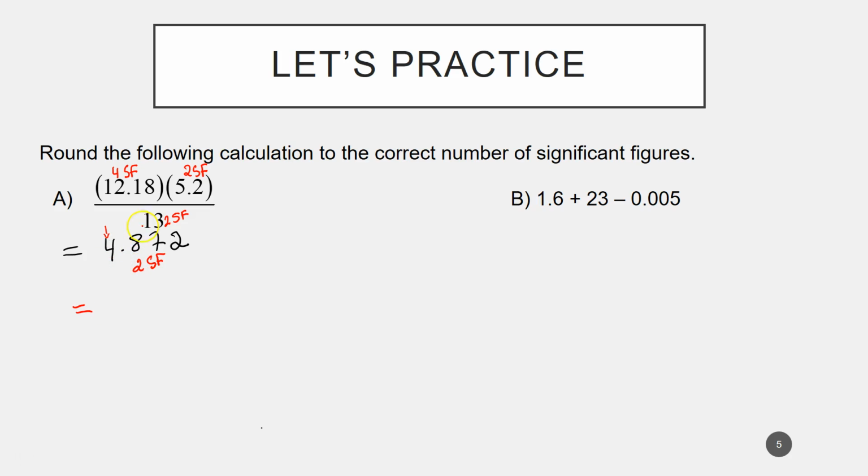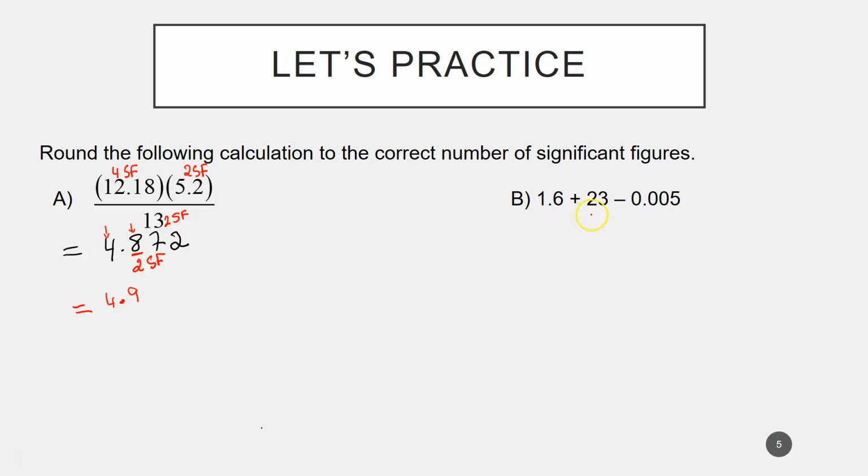So that would be 1, 2. The last digit to keep is the 8. Since I have 7, which is the first one to be dropped, the 8 will round up to 9. So then I have to report 4.9.